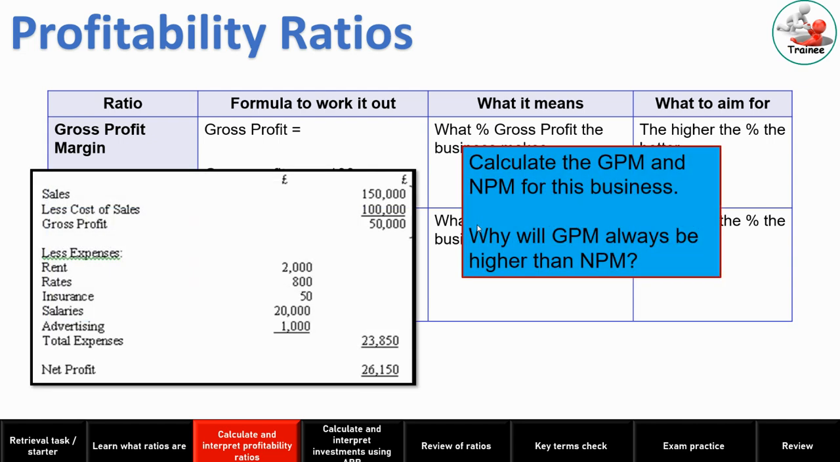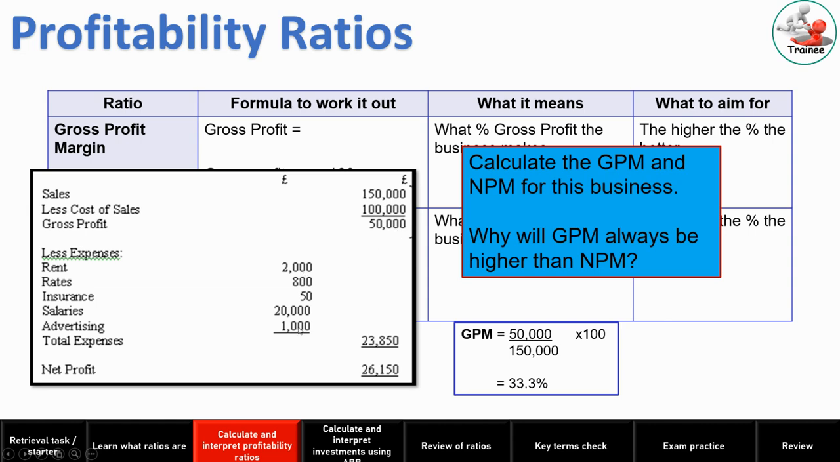Now, let's just remind ourselves for a second here. Remember where these figures come from. They come from the profit and loss account, and this is the one that we've used in the previous video. So let's quickly remind ourselves that this business makes monitors, sells £150,000 worth of monitors. It has to buy materials, screens, plastic, and has to pay workers to make those monitors. So it's cost it £100,000 to make sales of 150. What it's left with after paying for the supplies and paying the production workers is £50,000.